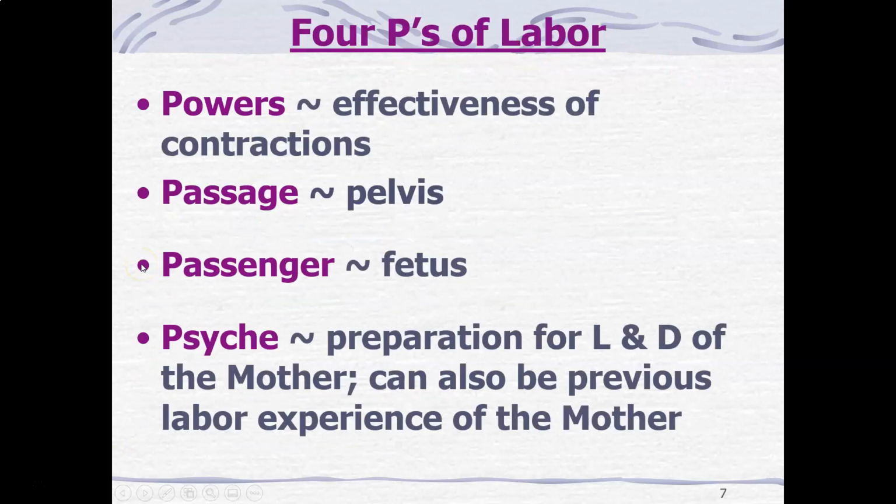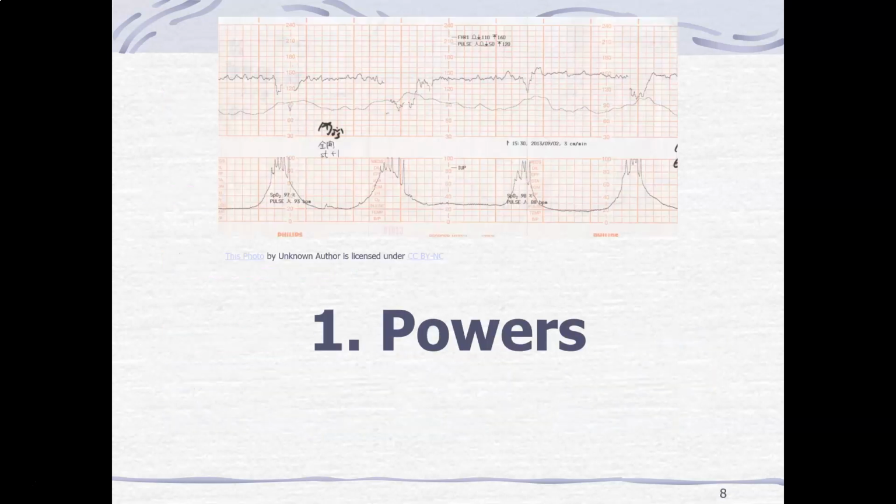All right, components of the birthing process. We have the 4 P's of labor: powers, passage, passenger, and psyche. The powers is the effectiveness of the contractions, passage is the pelvis, passenger is the fetus, and the psyche is the preparation for labor and delivery of the mother. And it can also be previous labor experience of the mother can affect the psyche.